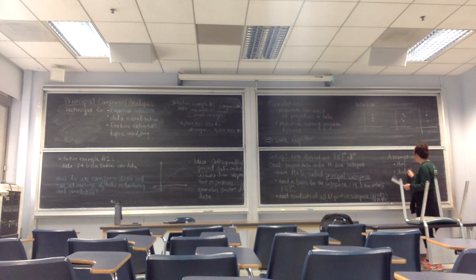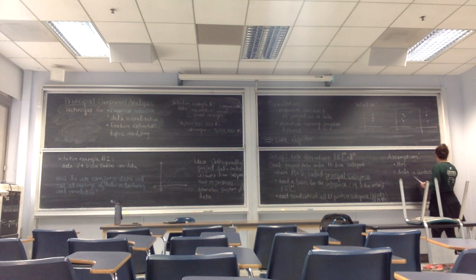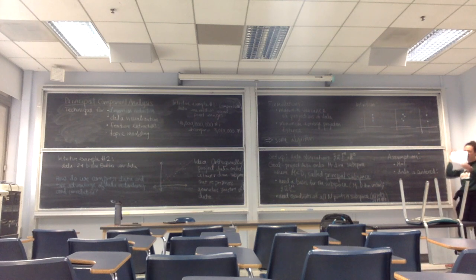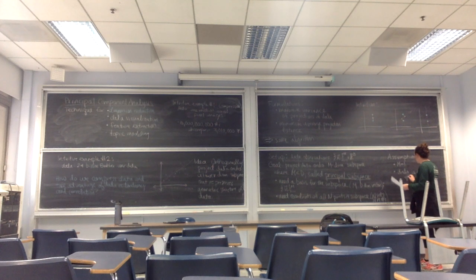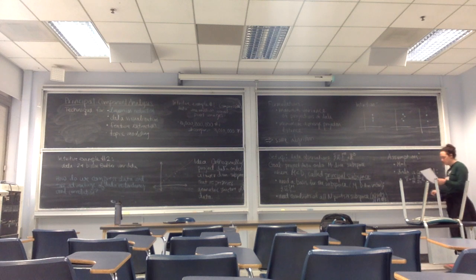And then the second assumption is that the data is centered. What that means, the data being centered, is that if you think of roughly the center of the data, it should be the origin. So when you take the average of all of the data points, which I'm denoting x bar, the sample mean, we should get the origin.